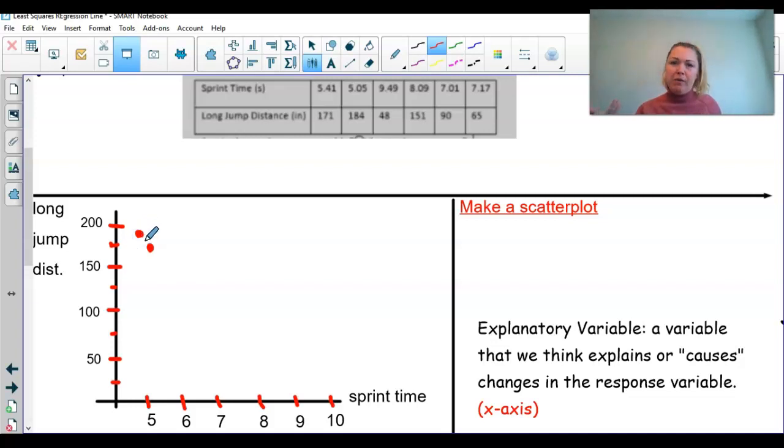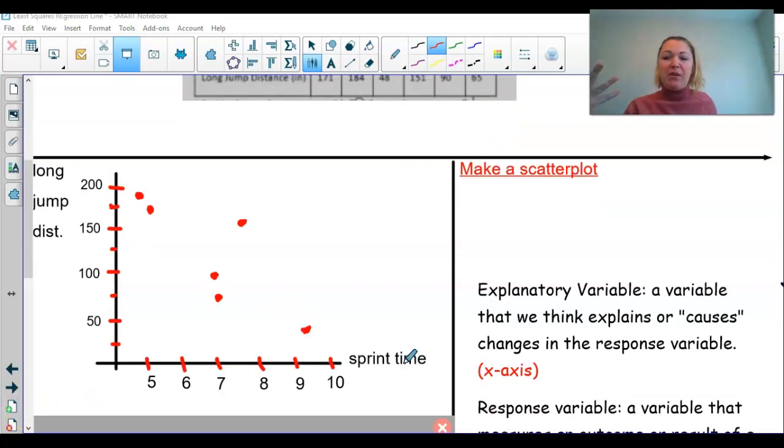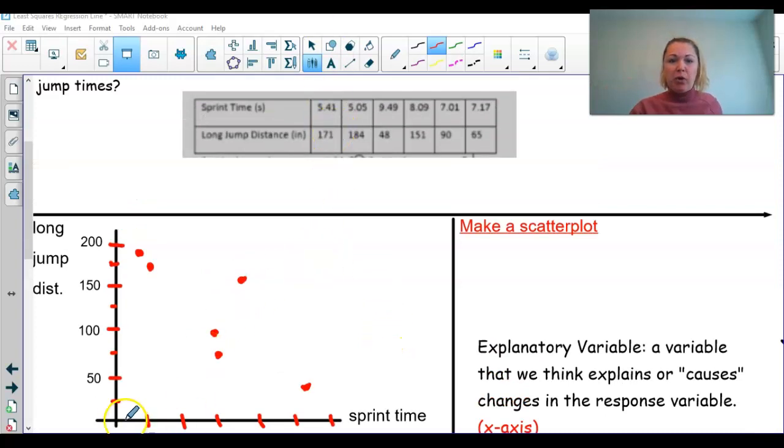I'm going to pause the video right now just so I'm not wasting your time. You pause it as well and go ahead and plot these other ordered pairs in your notes, okay? Okay, so hopefully you have a graph that looks something like this. Again, each point was an ordered pair. We go to the X, we go to the Y, we put a point, okay?